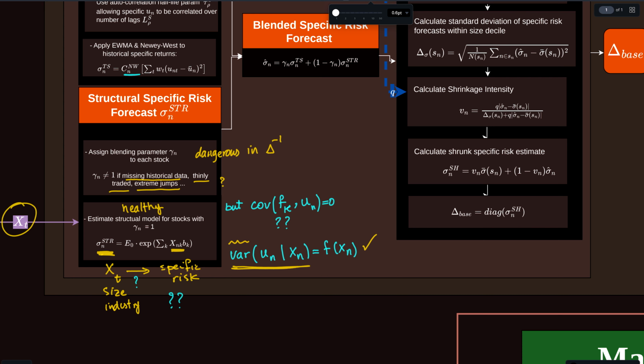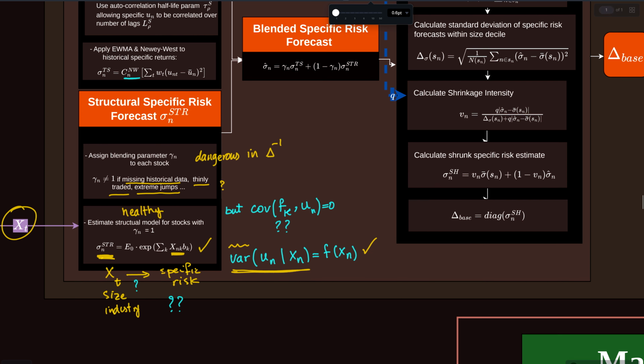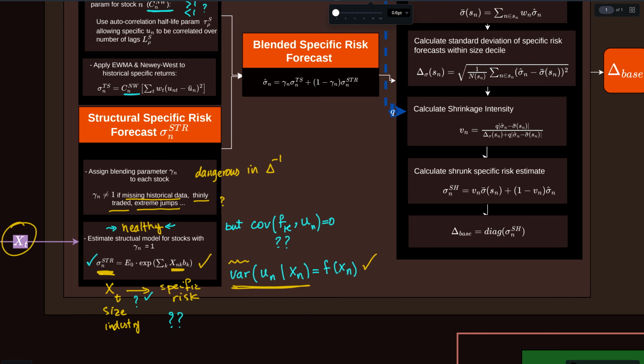So what we are doing here is that we're going to use the healthy firms, the firms with trading history. We're going to use those in a structural equation so that we can find the relationships between firm characteristics and specific risk. And then for unhealthy stocks which don't have trading history, we're going to use these structural relationships to predict their specific variance.